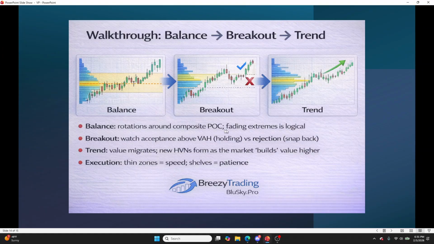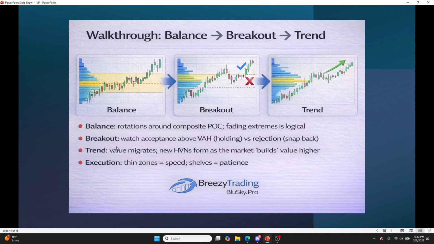Balance: rotation around composite point of control. Fading extremes is logical, right? You're still in those logical states where you have opportunities to play both. Breakout: you watch acceptance above value area high versus rejection in the snapback. You need the snapback in order to get a clean break and liquidity test of this high. If you're just raging through it, those are harder for me personally. I love a retest and then placing a pending order above the body high or whatever, and really get the extent of a safer breakout buy.